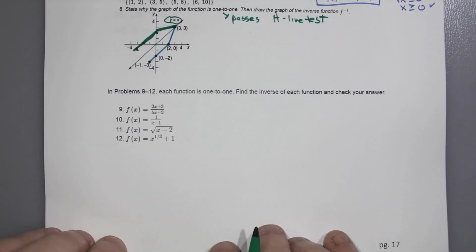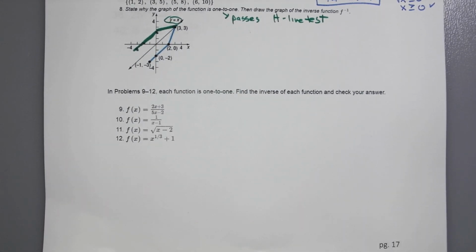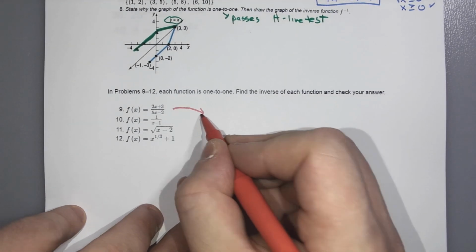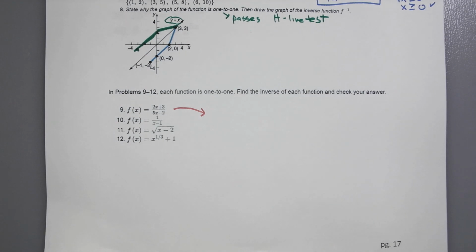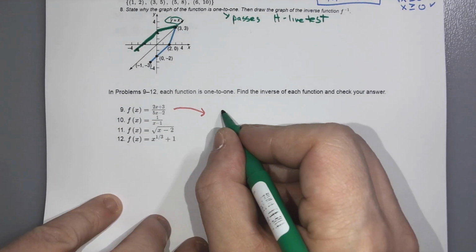Okay, down here, find an inverse function, check the answer. For this one, I will do 9, because 9 is one of the more complicated ones. You'll want to make sure you know this skill well for when we're getting close to tests, my friends.